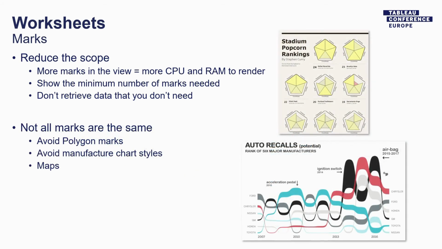It's not only about the number of marks you have in your view, it's also about what type of marks you have. Polygon marks, for instance, need quite some time to be rendered. This is also true for manufactured chart styles like chord charts, Sankey charts, and any kind of curved lines. But maps also need some time to be rendered, because we have polygons on maps, background images, or background maps. In the end, I personally like fancy chart styles. You can have a look at my Tableau Public profile, I use them frequently, but the question is, do we really need fancy in order to answer the question?